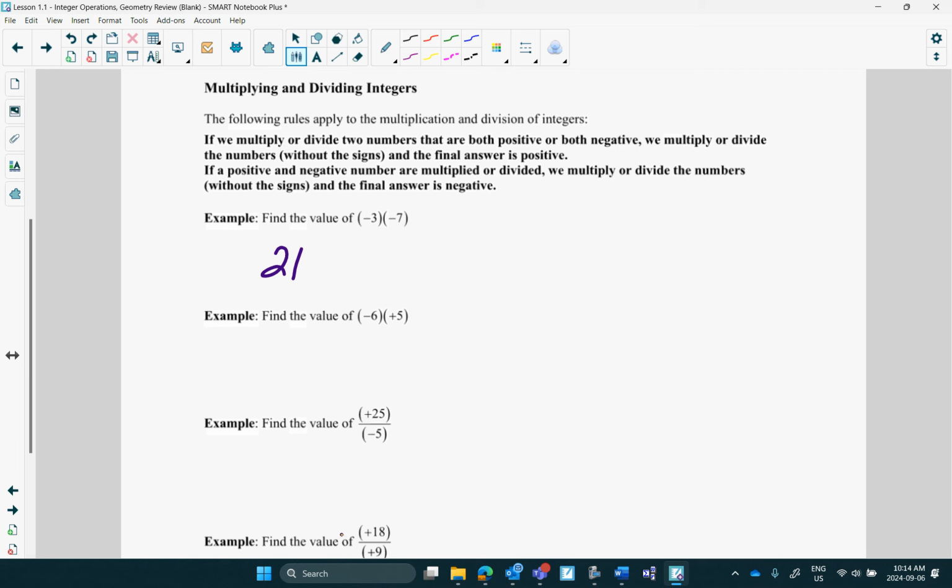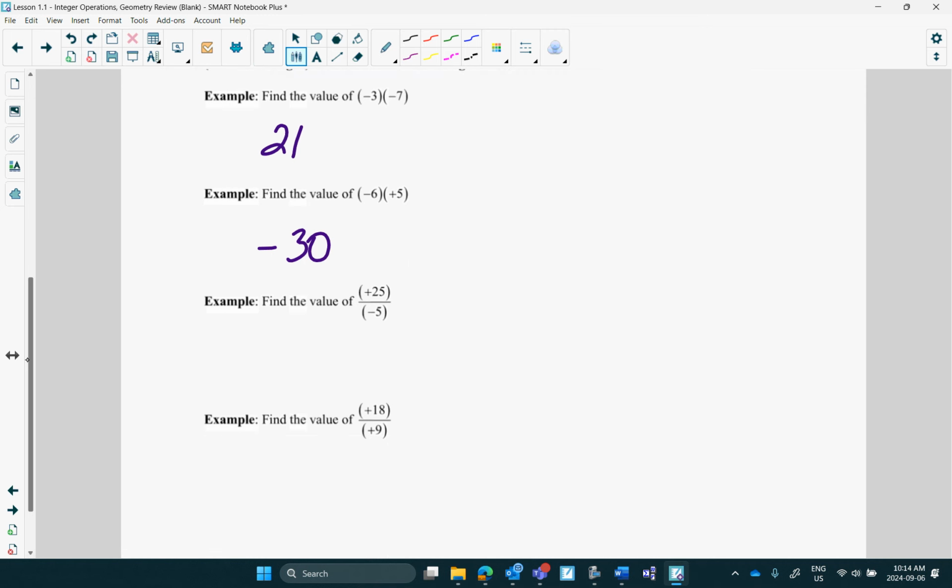What would the next one be? Emily? Yeah, -30. 6 times 5 is 30, but it's a negative and a positive, so it's negative. Remember that bar means division. We try and get away from this in high school math. We don't really use that very much for division. You'll see it sometimes. What would 25 divided by -5 be? Nicole? -5.